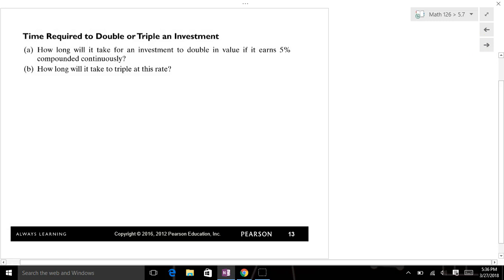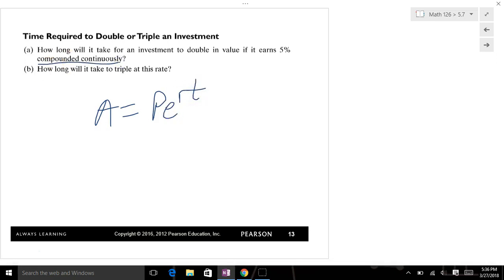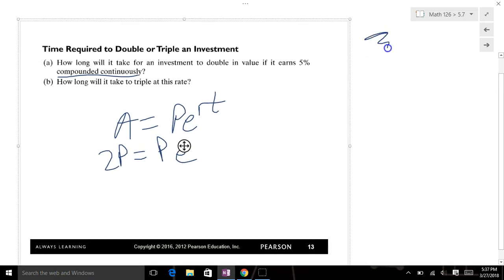How long will it take for an investment to double in value if it earns 5% compounded continuously? So we've got A equals P e to the rt because it's compounding continuously this time. The investment's got to double, so we're going to end up with double the initial amount P. How long will it take? This time we're earning 5%, so our r is 5% here, 0.05, and we're solving for t here.